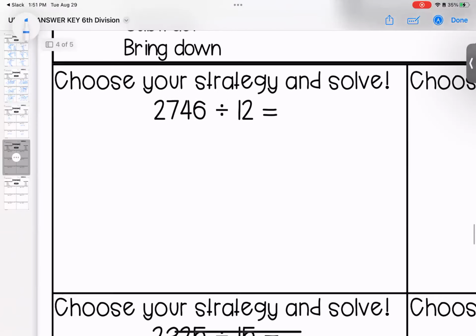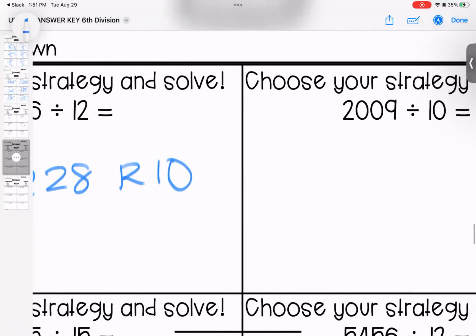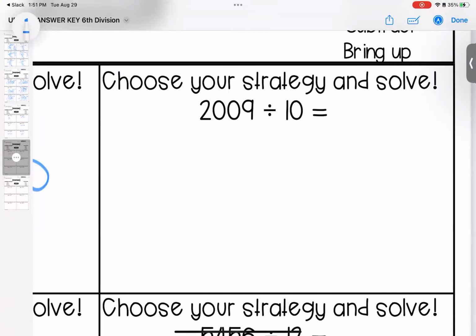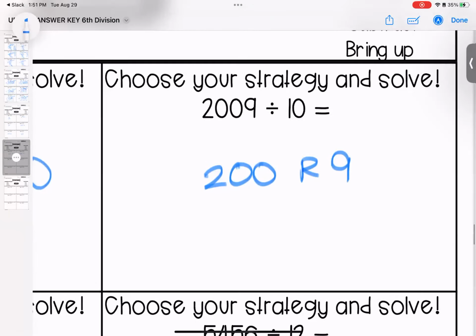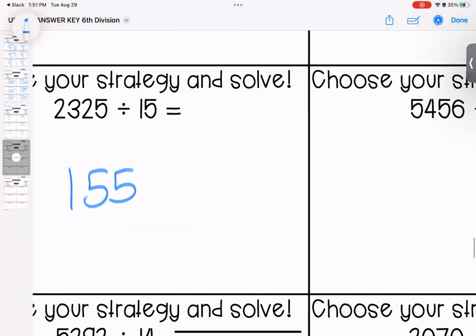Looking at page number 4, again, looking at the answers. If you have specific strategy questions, please bring them with you to class. This one is going to go in 228 times with a remainder of 10. 10 is a large remainder, but it's smaller than 12, so it is going to work. This one, 10 divides in 200 times with a remainder of 9. 2,325 divided by 15, no remainder, goes in evenly 155 times.